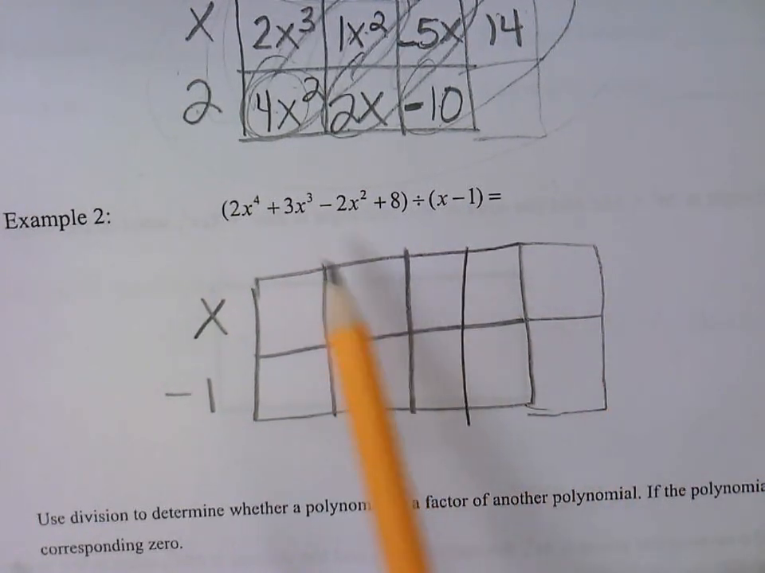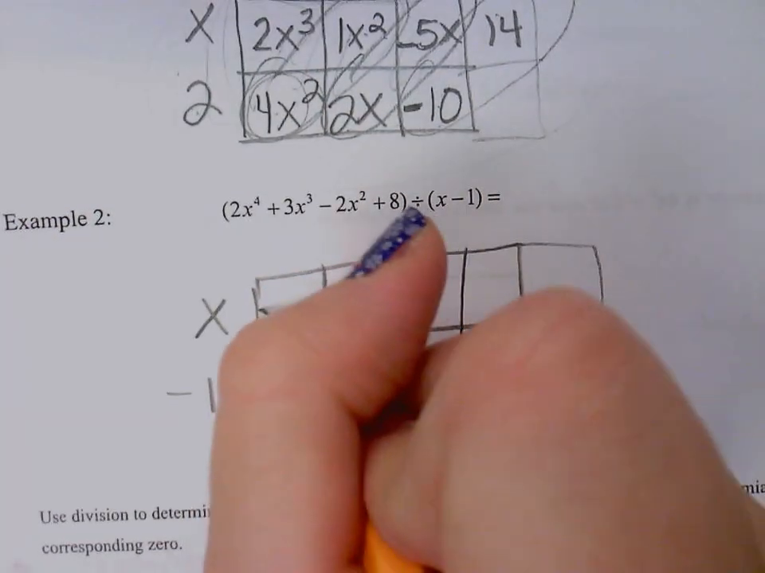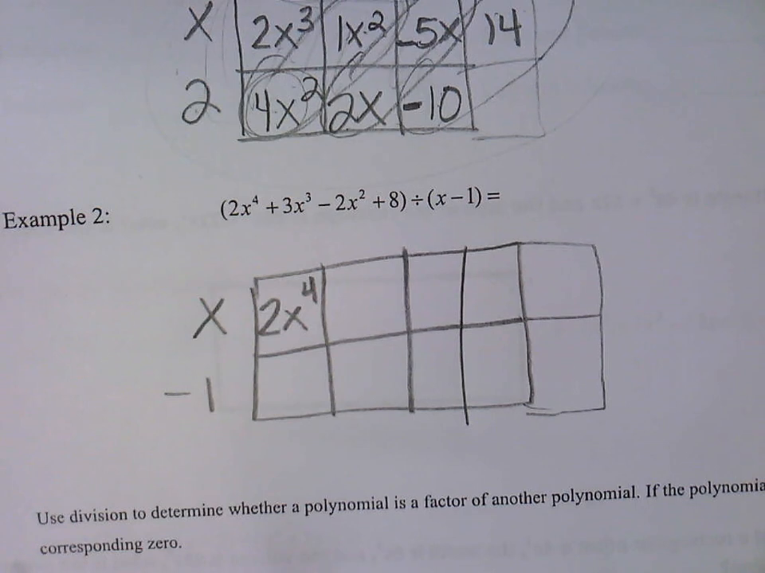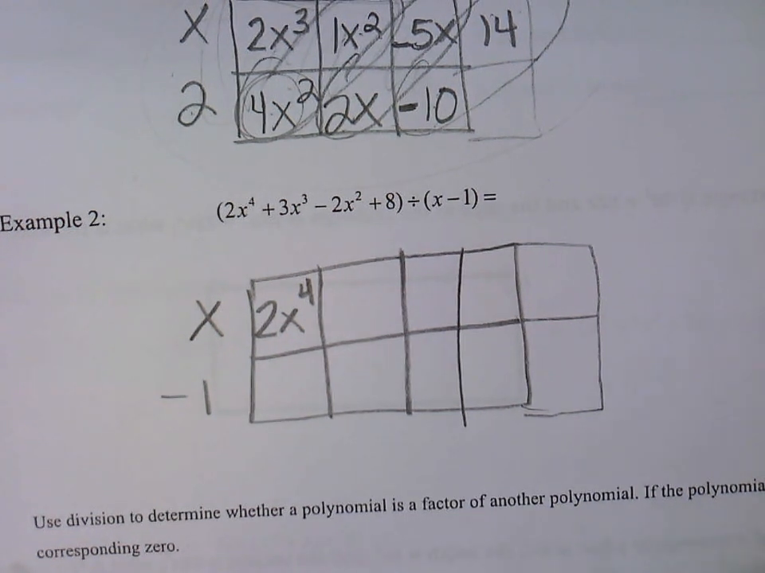Okay, so 2x to the 4th. That is my dividend, so that goes inside the first box. Do you see how you do outer, inner, outer, inner, outer, inner? So what's the first term in my quotient? What times x? This will make you really good multipliers if you use this as practice. So what times x is 2x to the 4th?